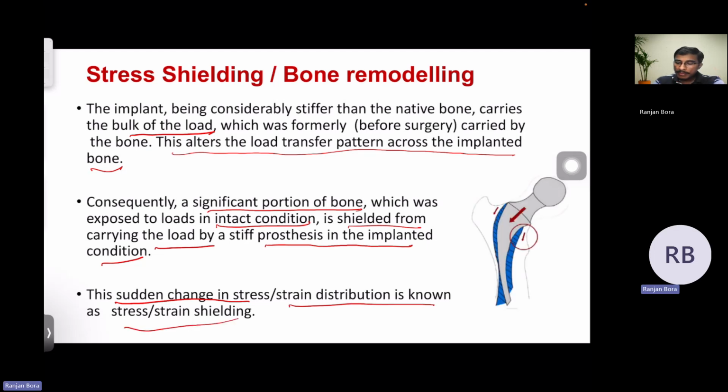So from this figure, you can see that a massive amount of load is taken by the implant, and very little load is transferred to the bone.